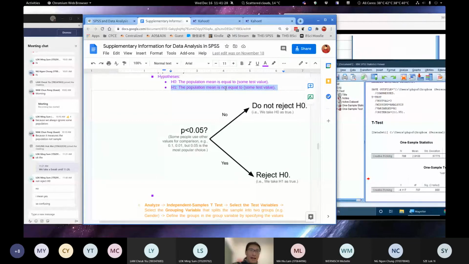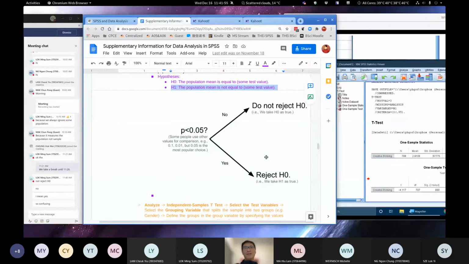But the way for you to tackle this thing is to do this a number of times, and then you will find it actually quite straightforward. Now, to help you a little bit, I will do this a number of times and show you what happens if I use a different test value.